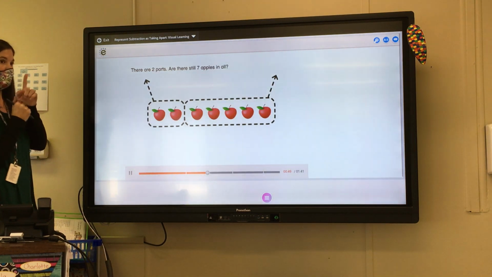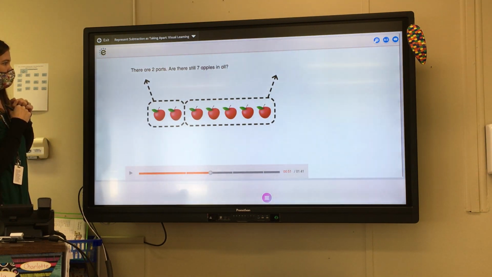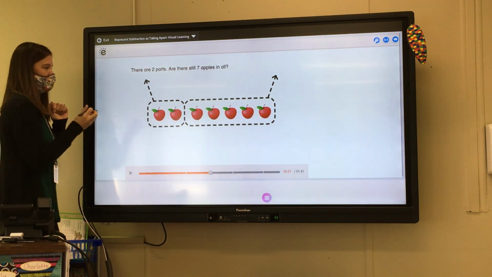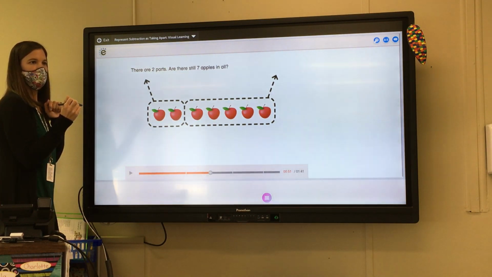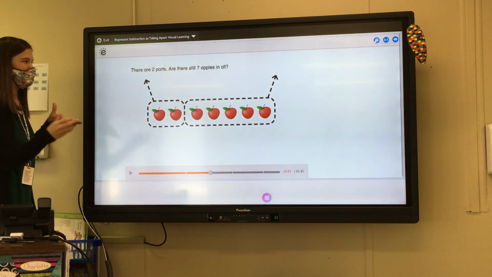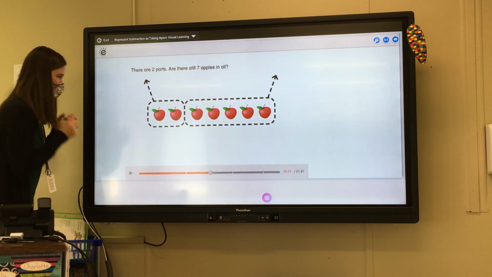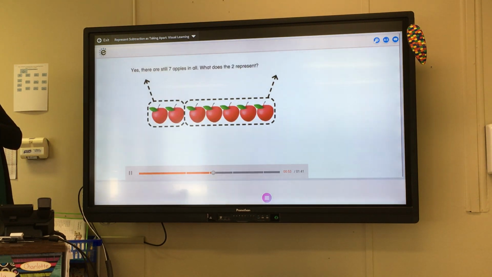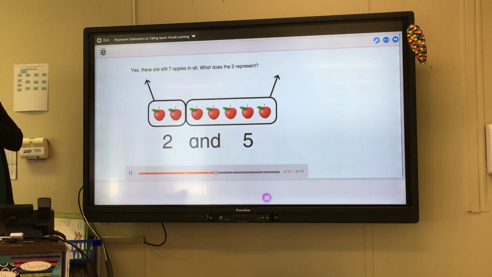Are there still 7 apples in all? Yeah. There are still 7 apples in all. But our classes are separated. We had them together, and now we're separate in 2 classes. Yes, there are still 7 apples in all.